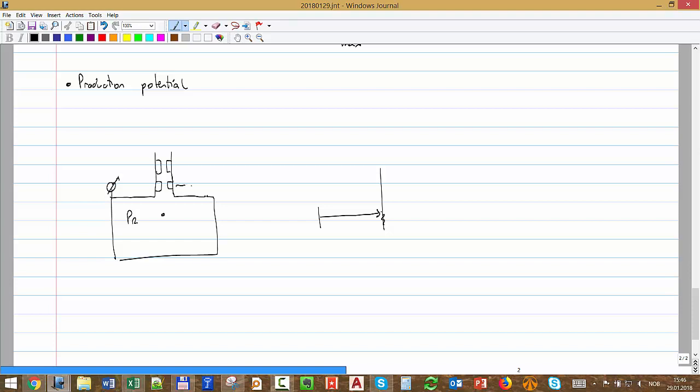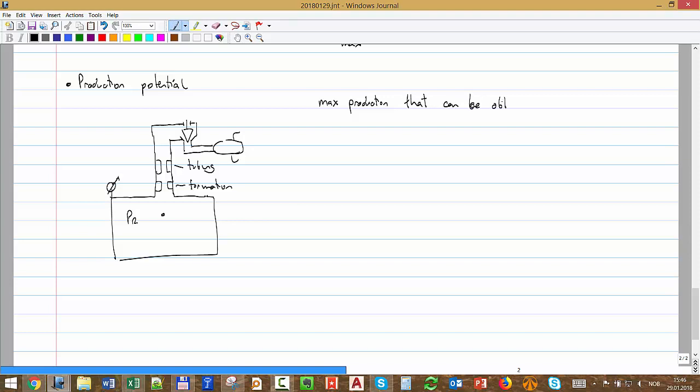So here we have the formation, and here we have the tubing. Here we had the choke, right? And here, let's say we have our separator. So the potential we are going to say is the maximum rate, or the maximum production, that I can obtain, that I can produce from my production system.